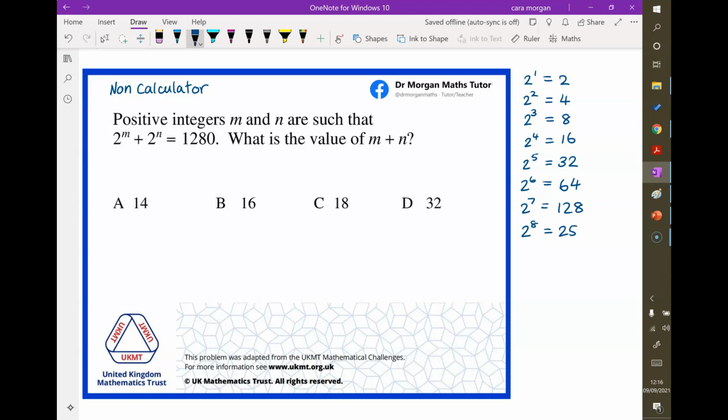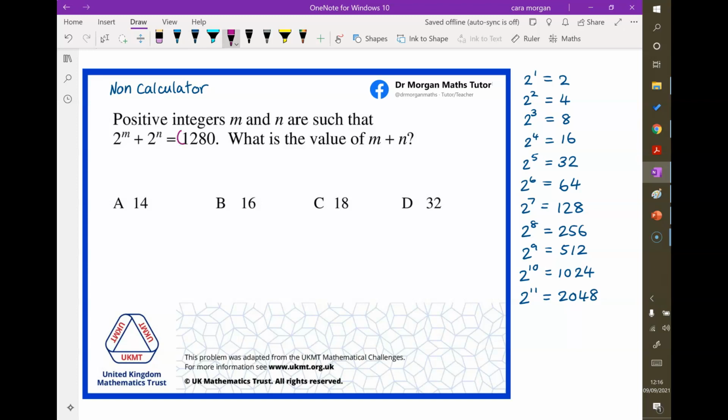So I've got 256, and 2 to the power of 9 must be double that, which is 512. Of course, our powers of 2 are the most recognisable of all of our powers because we use them so much in computing, for example, memory size. Now I think I'm only going to go up to 2 to the power of 11. I obviously don't need 2 to the power of 11, because I know that's bigger than 1280.